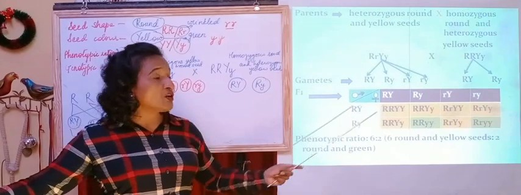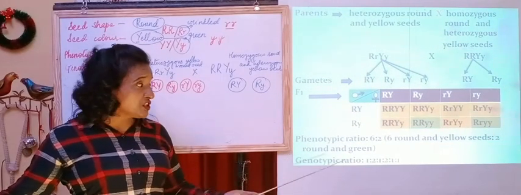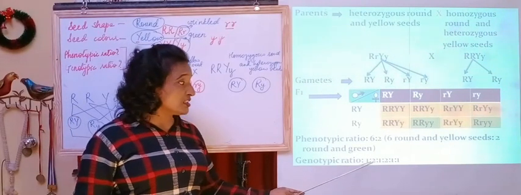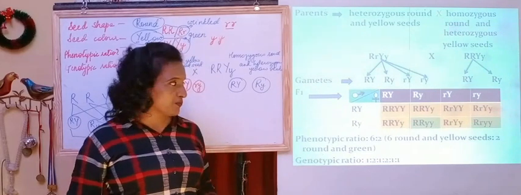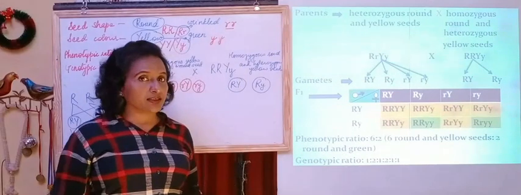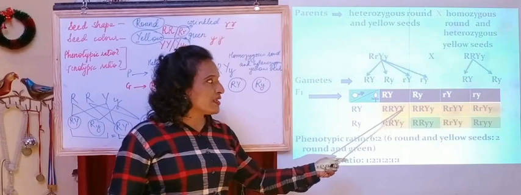Now what about the genotypic ratio? When we speak about the genotypic ratio, it is completely different from the previous problem. It is 1:2:1:2:1:1. How is it so? So we have to see each and every allele. Okay, here. So capital R, capital R, capital Y, capital Y.